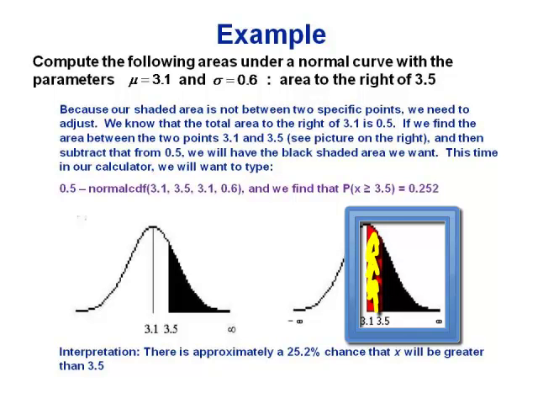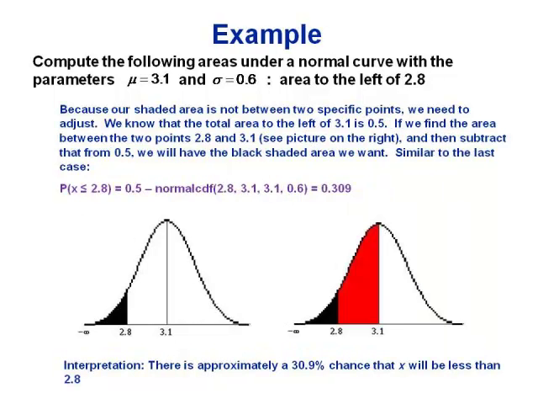So you're going to have 0.5 minus the normal CDF calculation, which will be from 3.1 to 3.5 with a mean of 3.1 and a standard deviation of 0.6. And then when you hit enter, you find that that's 0.252. So there's approximately a 25.2% chance of being in that black shaded region to the right of 3.5.